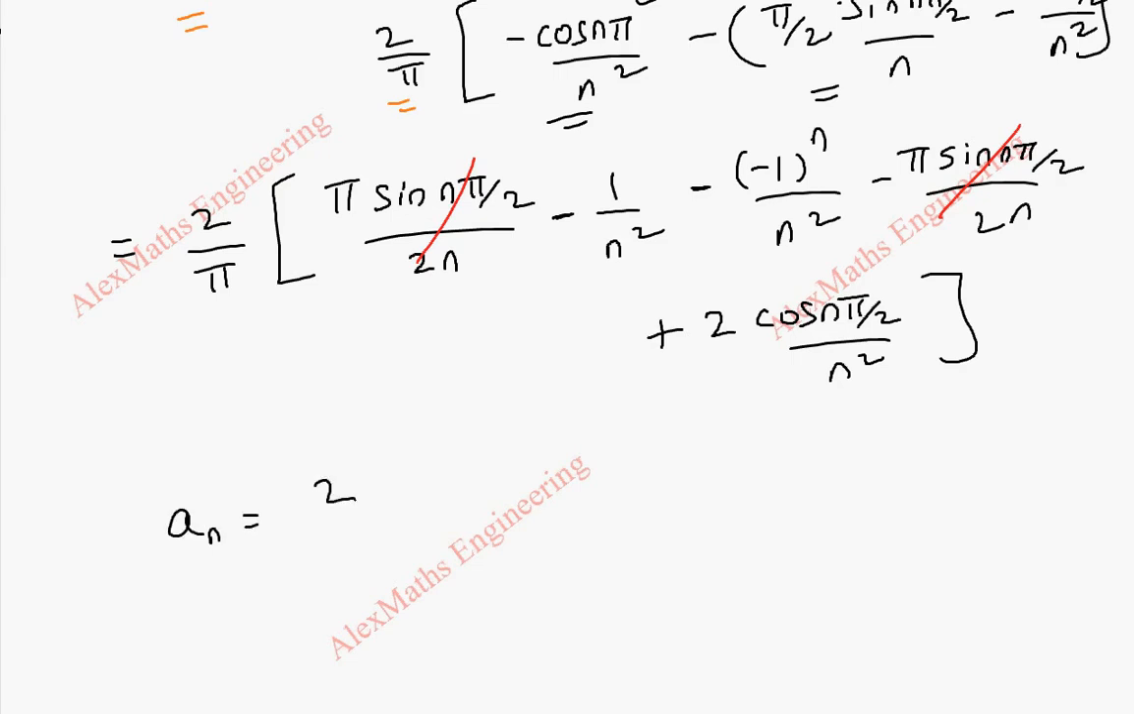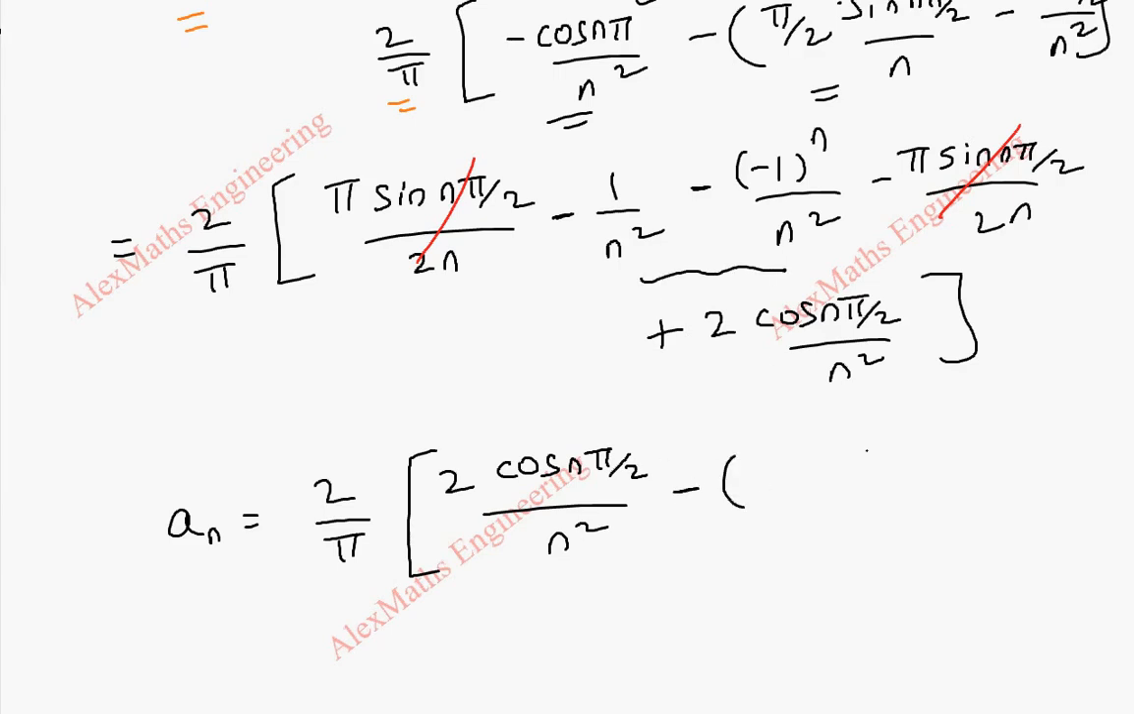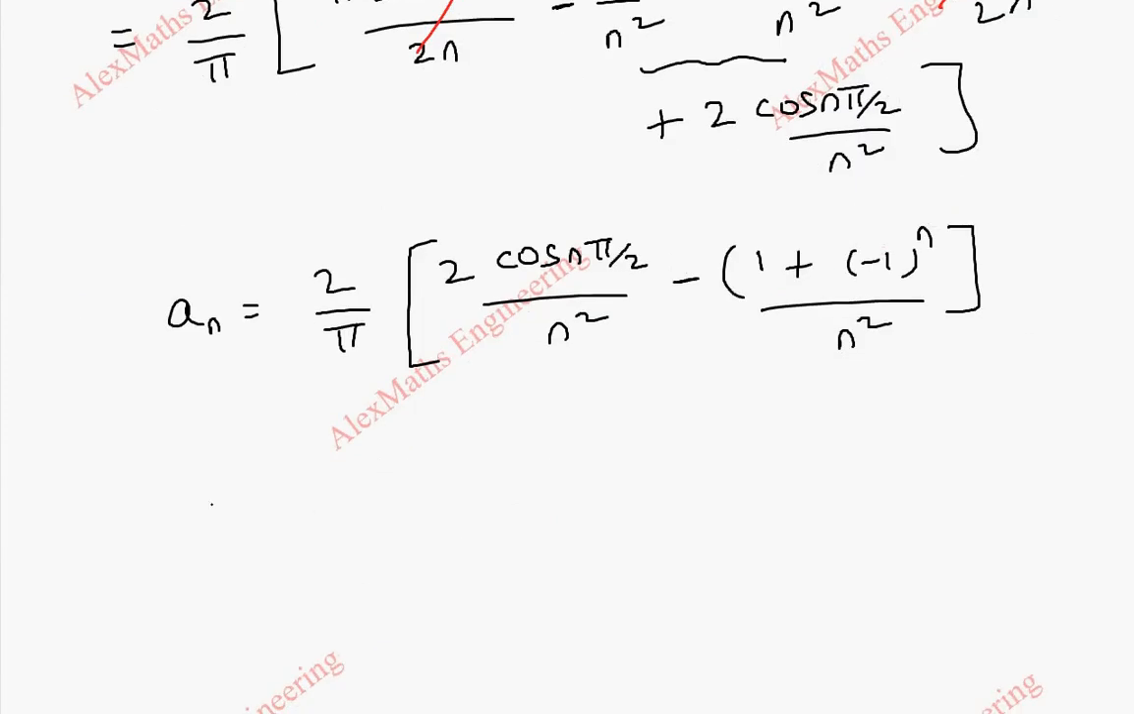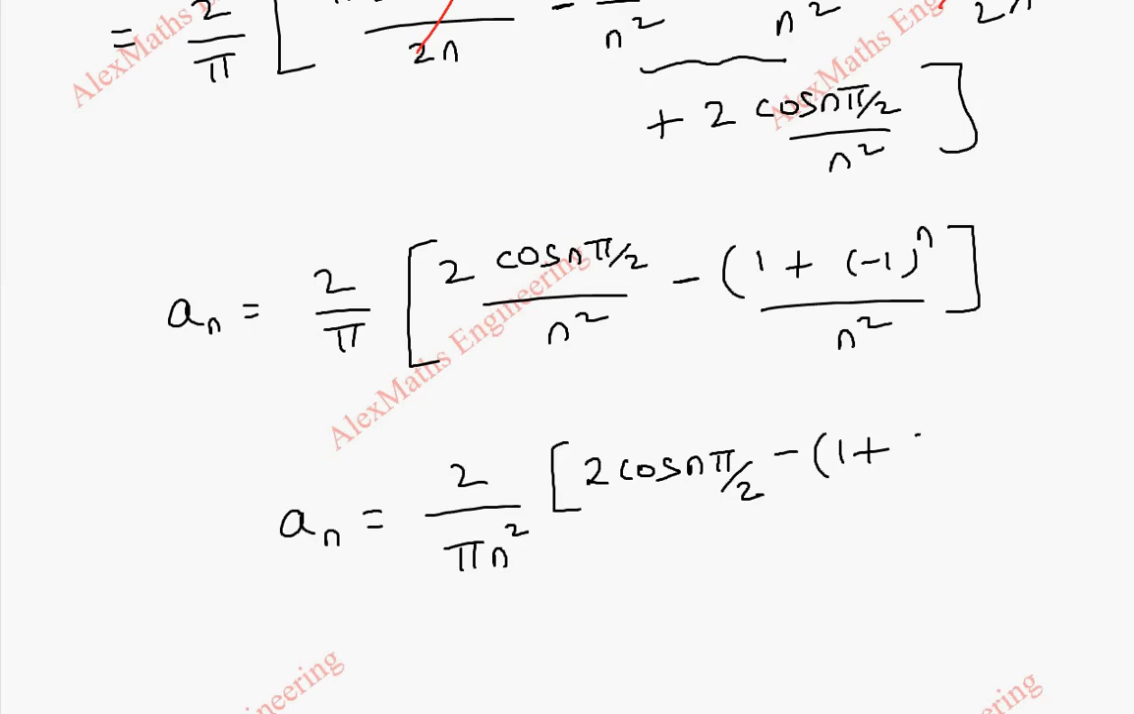So an is 2 by pi, and let's write this positive term first, 2 cos n pi by 2 by n square. Then these two I can take the minus sign common. So one is the first term and the other is minus 1 whole power n, and even here we have by n square. If we want, we can take n square in the denominator common. So finally an is 2 by pi n square, 2 cos n pi by 2 minus 1 plus minus 1 whole power n.